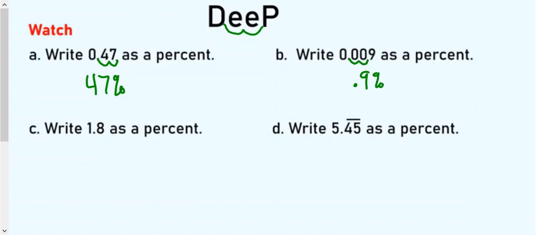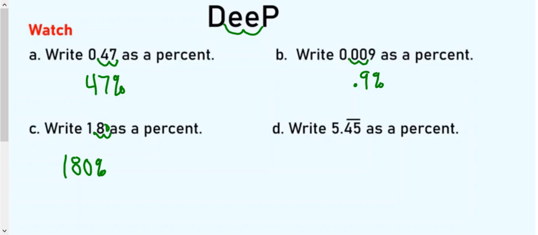Alright, and then we got write 1.8 as a percent. So if I move my decimal 2 places to the right, we go 1, 2, add our 0, we get 180%. That 1 on the left of the decimal indicates 100% already, and then we have that 0.8 on the right side for 180%.